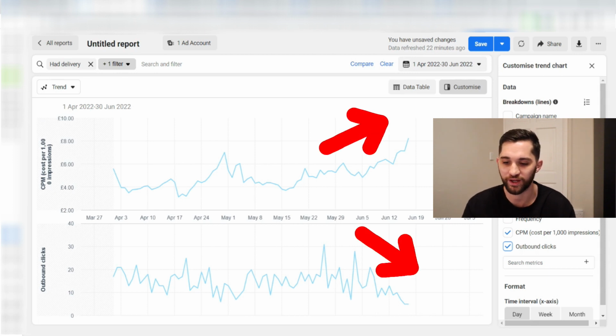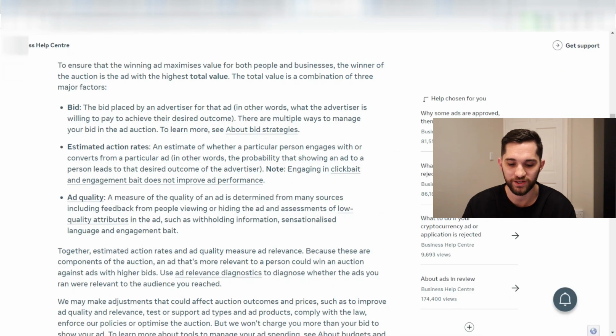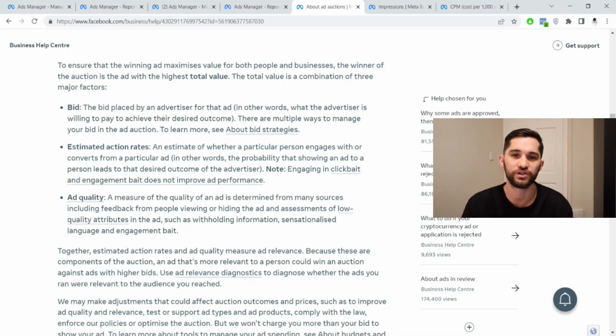So if we look back at the ad auction and this estimated action rate, if Facebook is determining who wins the auction based on this particular metric, which is how likely they expect someone is to click on your ad, once your CPM starts to go up, your outbound clicks go down. So the feedback data that Facebook is getting, that your ad is becoming less and less popular, which again means that you're winning less and less auctions. As a result of that, you will need to bid a higher amount to win those auctions.